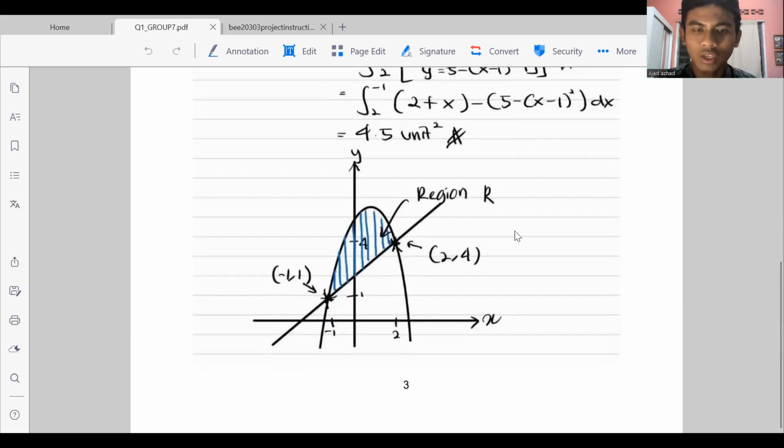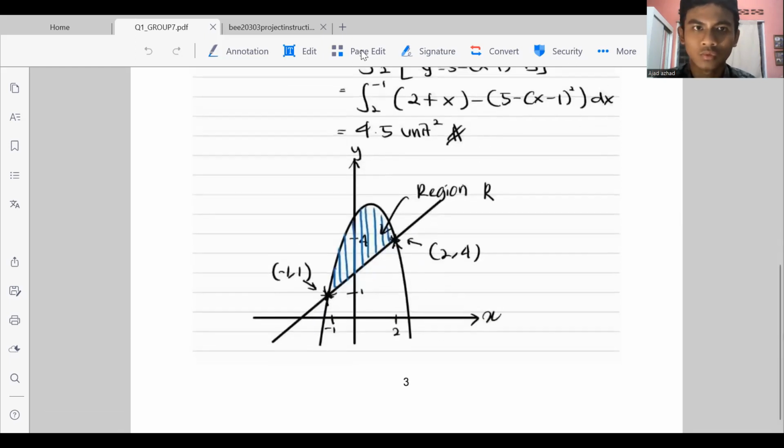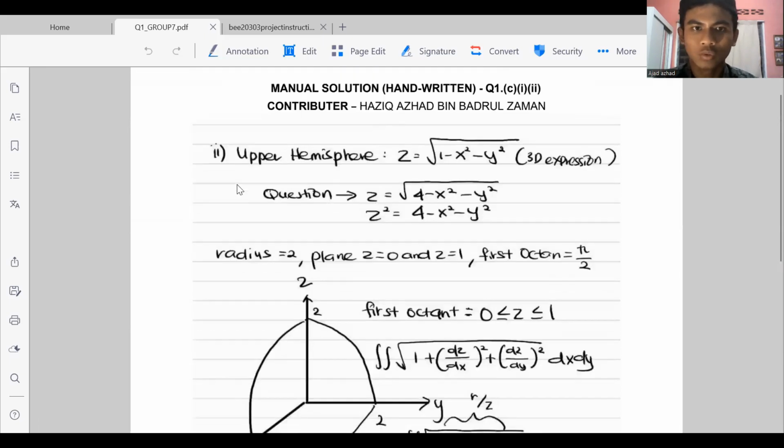And then we can build a graph, and the answer will be like this, which is the midpoint at the position -1 and 1 and 2, 4. For question C development, we need to find the upper hemisphere, which has the formula z equal to square root 1 minus x squared minus y squared. But from the equation, we will get the radius is 2.